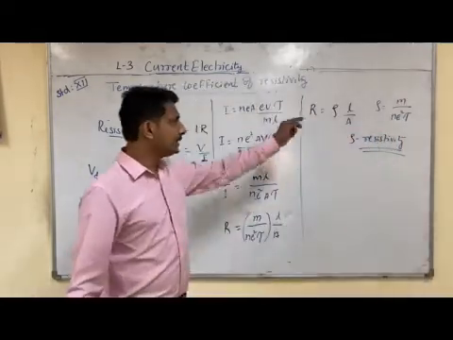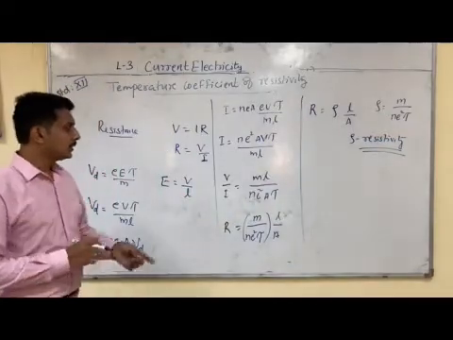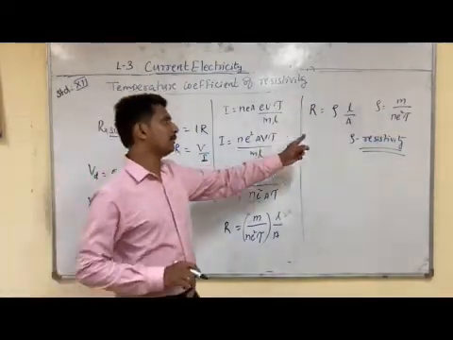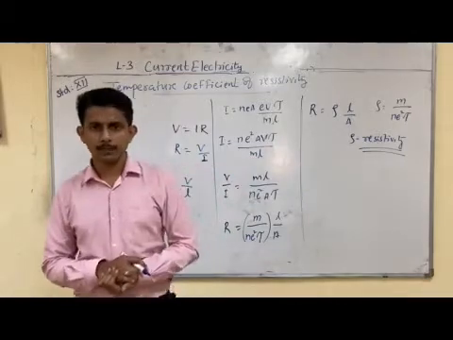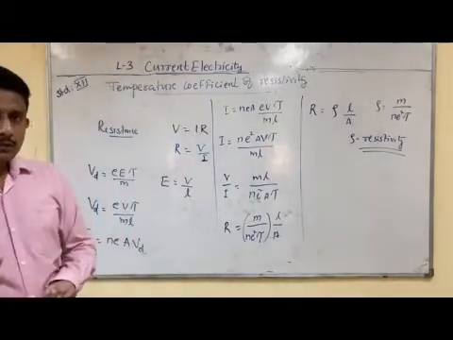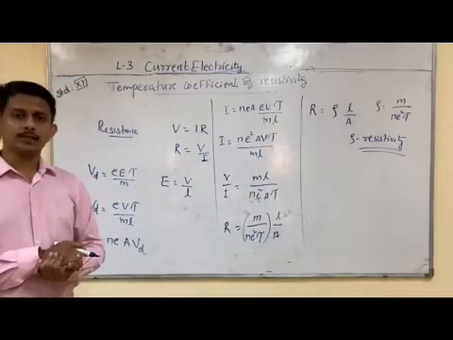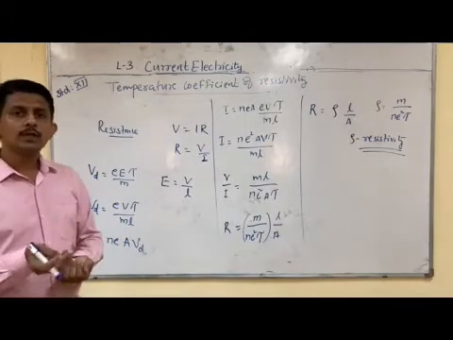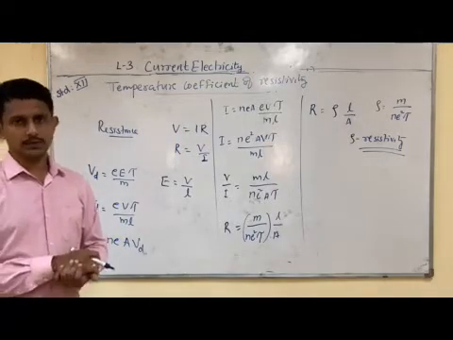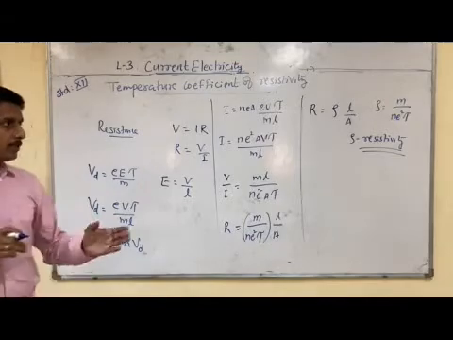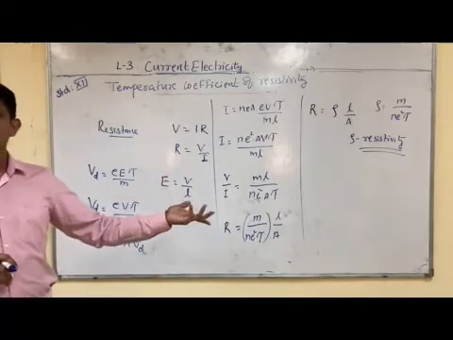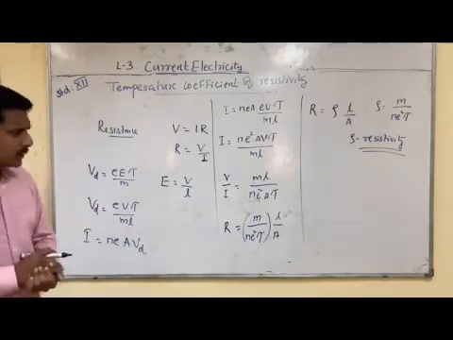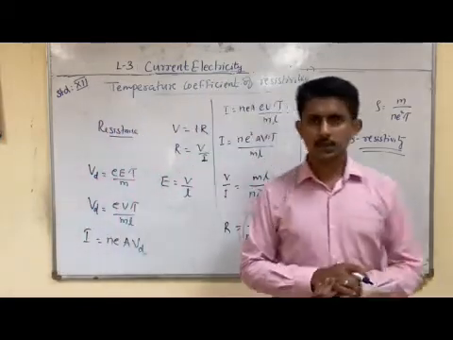So this way we can find the expression R equals rho L by A, where rho is known as resistivity. Resistivity is the resistance of a conductor having unit length and unit area of cross section. So let us see what the dependence of resistivity on temperature is. Suppose you are considering the case of a conductor.